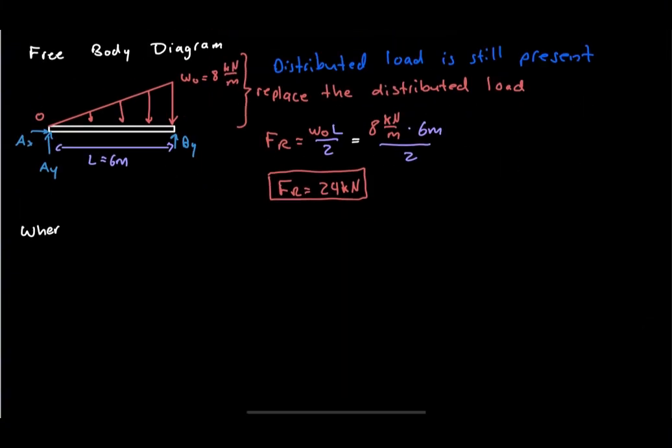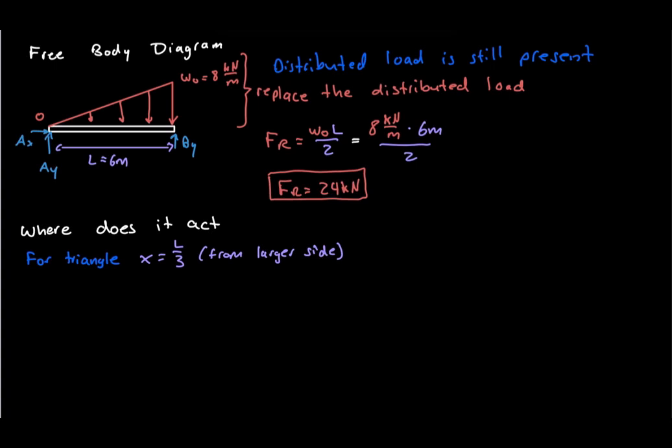Now we must determine where this force acts. This is where many students make mistakes. The force does not act at the center. For a triangular load, the equivalent force acts 1/3 of the length from the larger side. Since the larger side is located at support B, the equivalent force acts 2 meters from B. Since the beam is 6 meters long, this is the same as 4 meters from A.